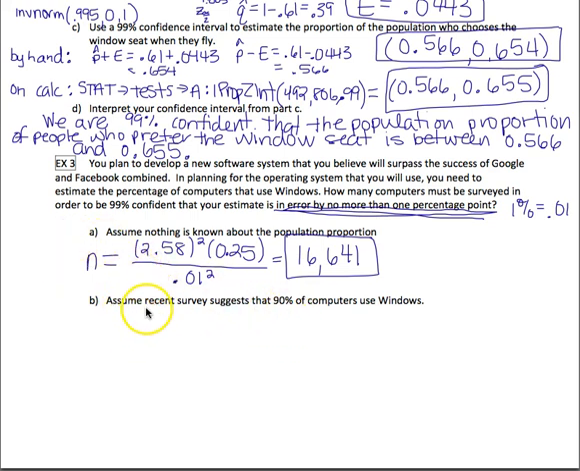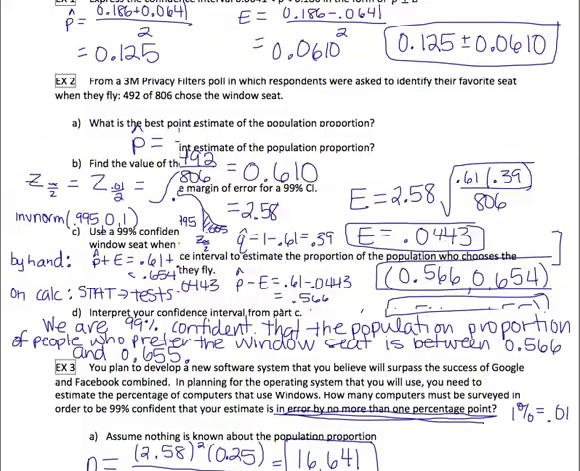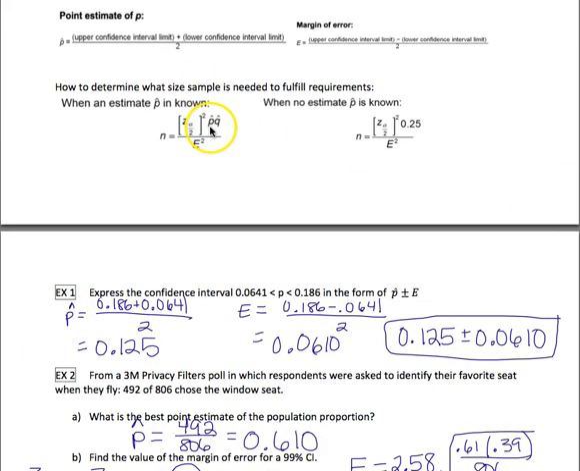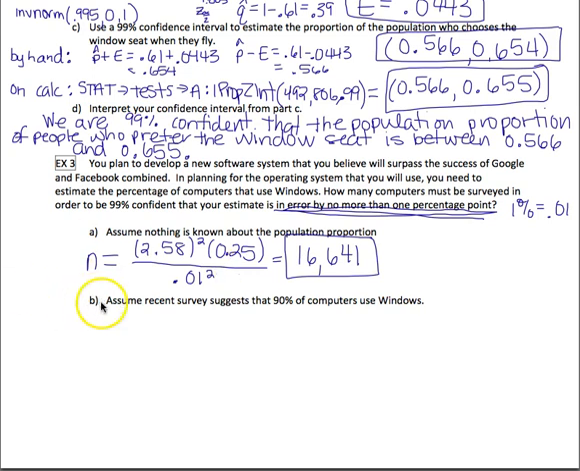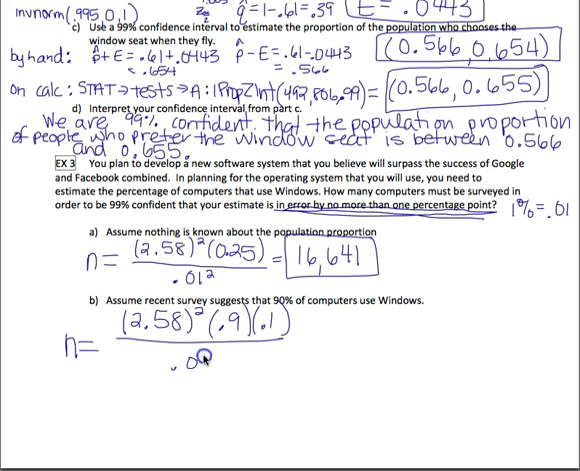So B, assume a recent survey suggests that 90% of computers use Windows. So if that's the case, then we're going to use the other formula where now we have a p hat, which means we can figure out a q hat, and we just make adjustments based on that. So n equals, of course, this part stays the same, but now p hat is 0.9, which means q hat is 0.1, over our 0.01 squared.